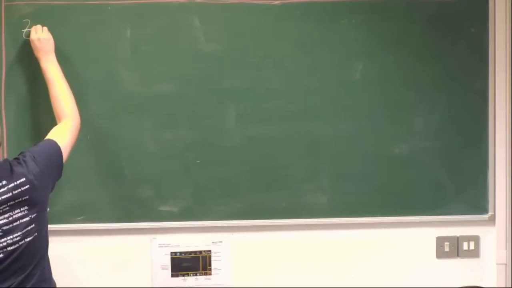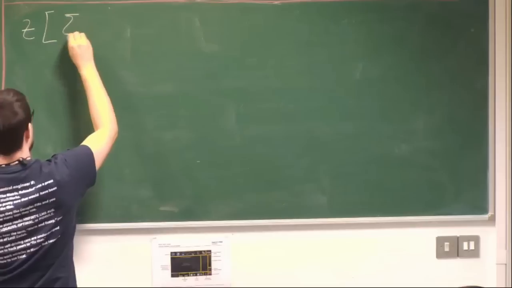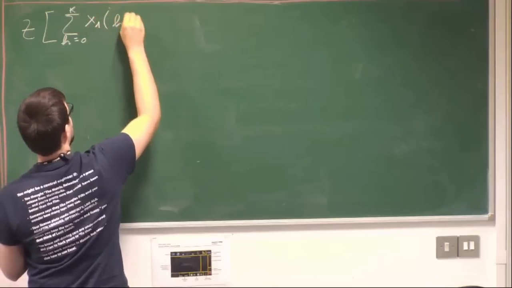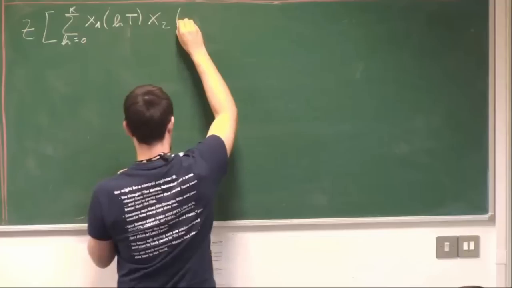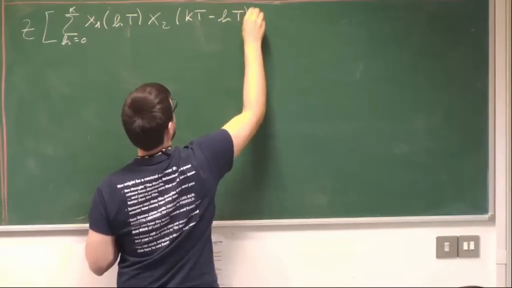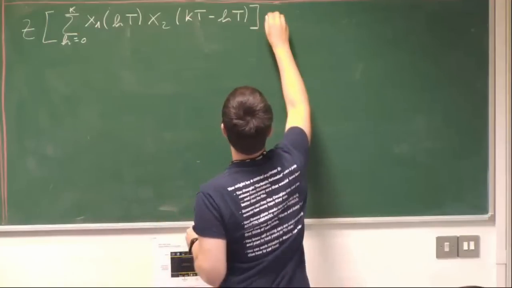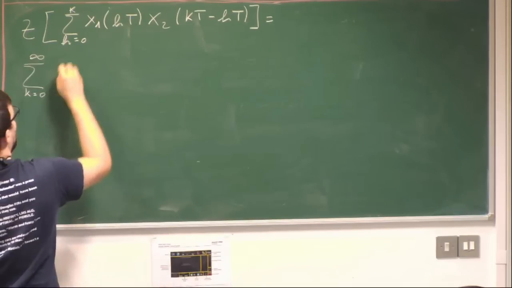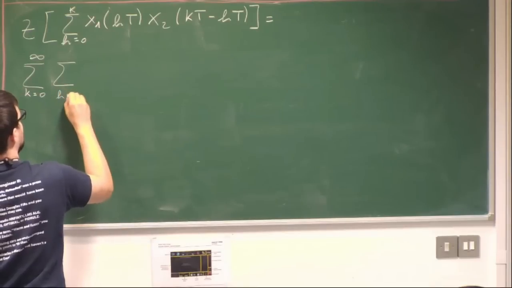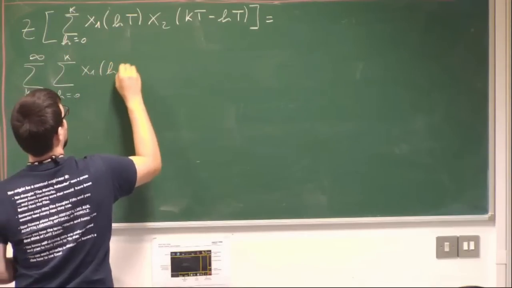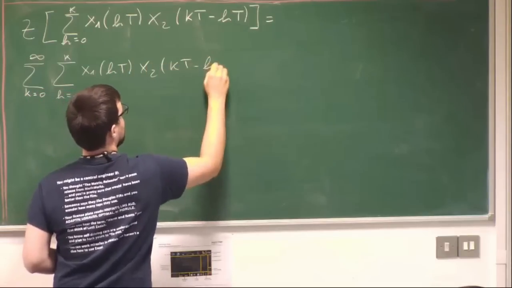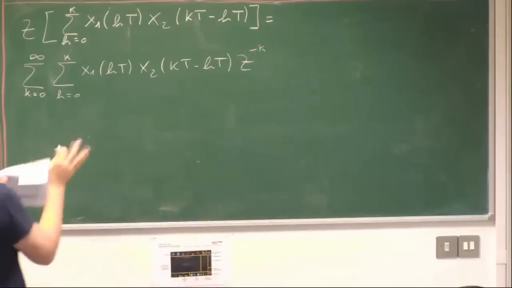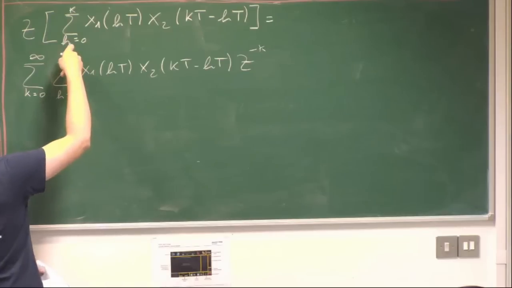So we want to compute the z transform of the convolution sum, with h that goes from 0 to k, of x1 of hT, x2 of kT minus hT. So, by definition, this is equal to the sum with k that goes from 0 to infinity of the sum with h that goes from 0 to k of x1(hT) x2(kT minus hT), times z to the power minus k. This is just the definition of the z transform. So the first step is to extend this sum.